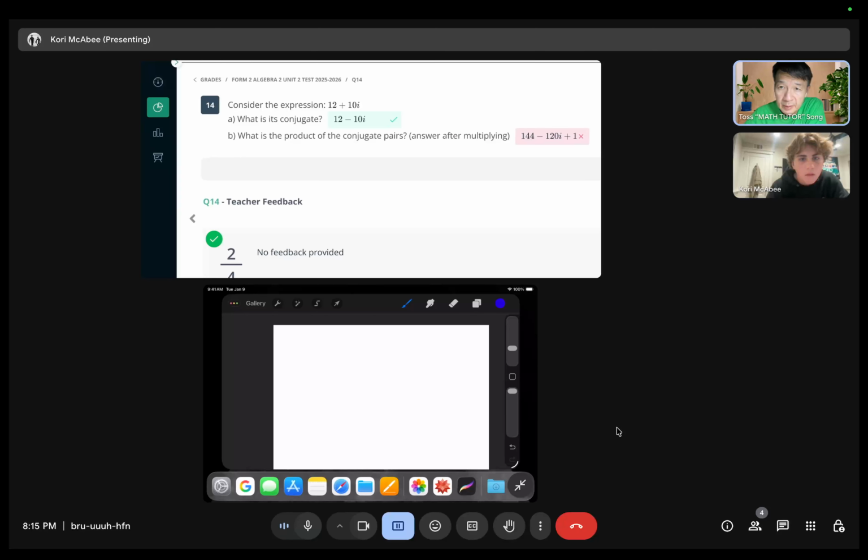Okay, the conjugate. You got that? Yeah, the opposite, the sign. And what about the product of the pair? Well, there is a formula, but if you don't remember the formula, just write it out and then do the math. So the original is 12 plus 10i.